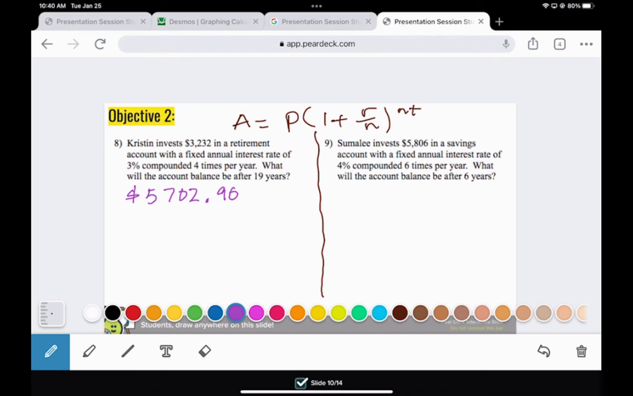I know some of you are already on number 9 as well, so why don't I give you the answer for number 9, 37375, so that if you are on number 9, you can check in and see how you do.